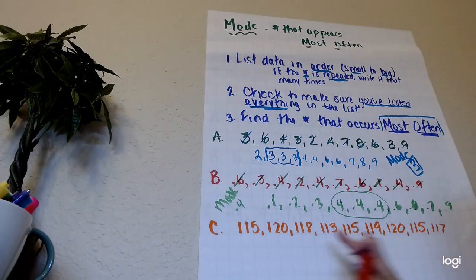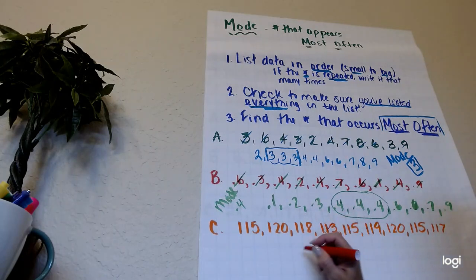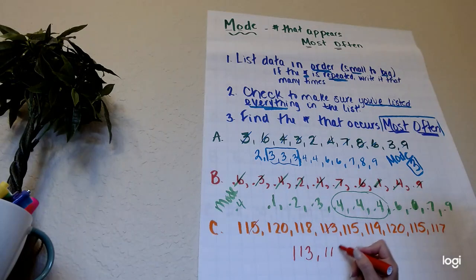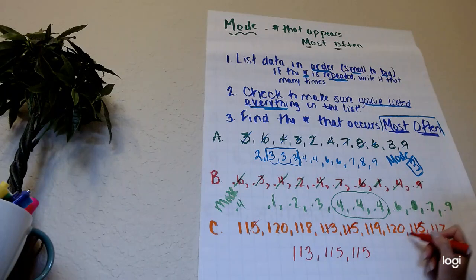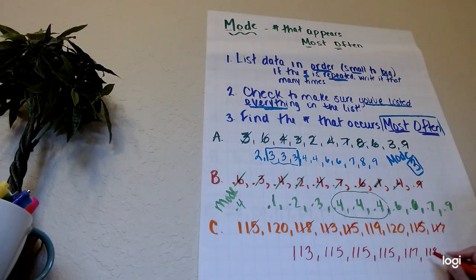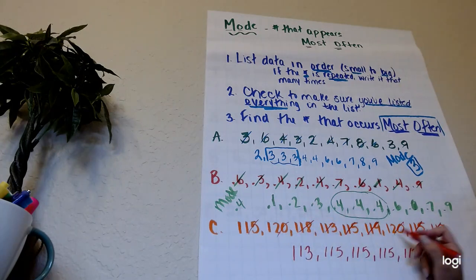Okay, last one. We want to list smallest to largest. So 113. Then no 114, but I've got a 115, another 115, and another 115. Then I have 117, 118, 119, and 122.